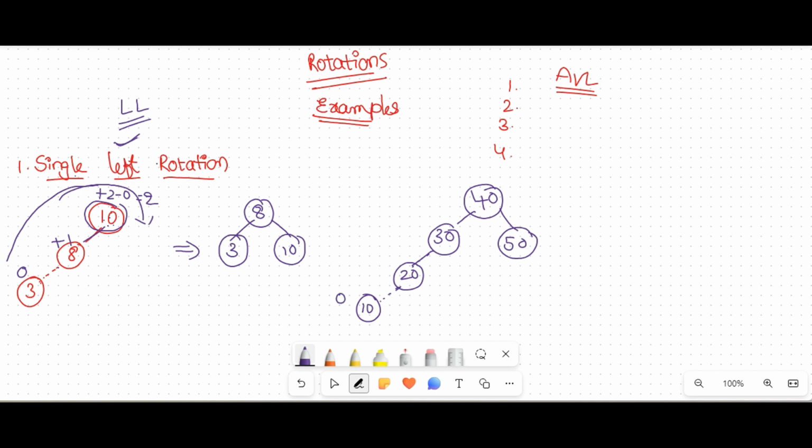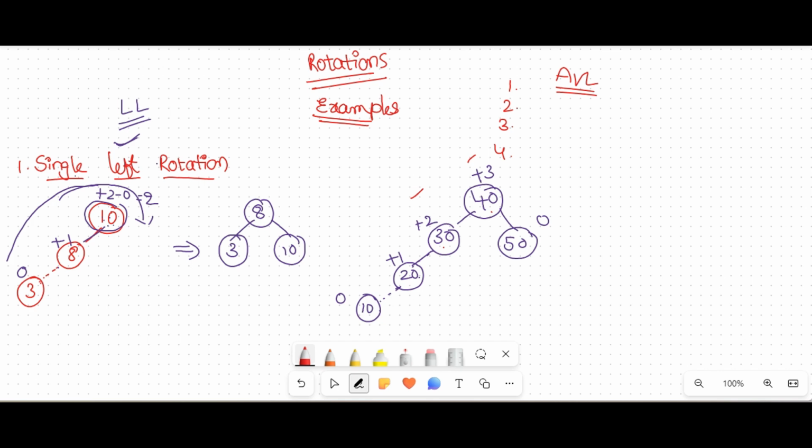The balance factor for 10, a leaf node, is 0. For 20, it is plus 1. For 30, it is 2 minus 0, so plus 2. For 40, it is plus 3. Observe, in two places the property is failed: at node 30 and at node 40.